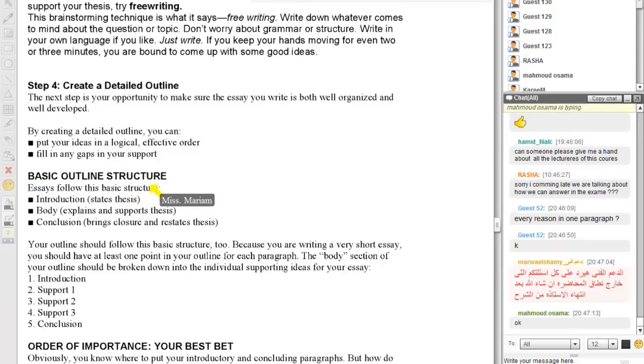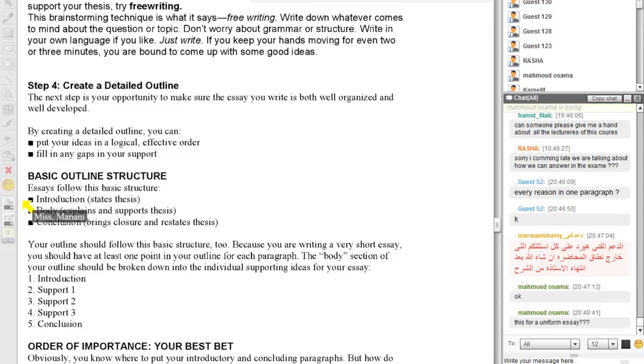The basic outline structure. This is how you have to structure every paragraph and every essay.